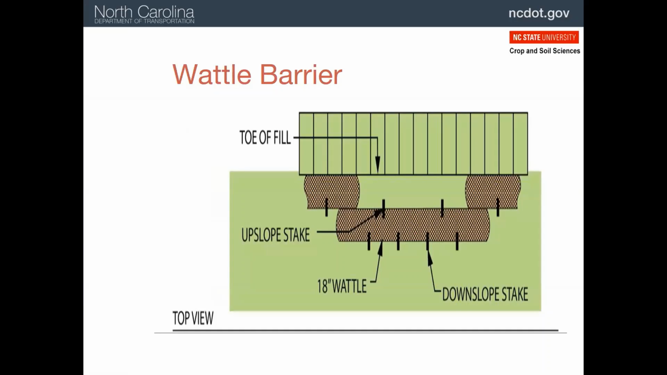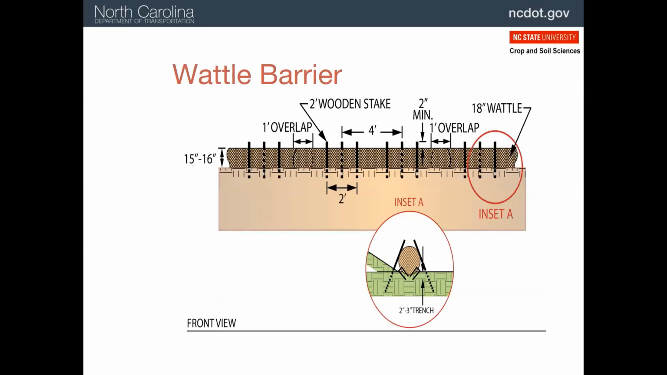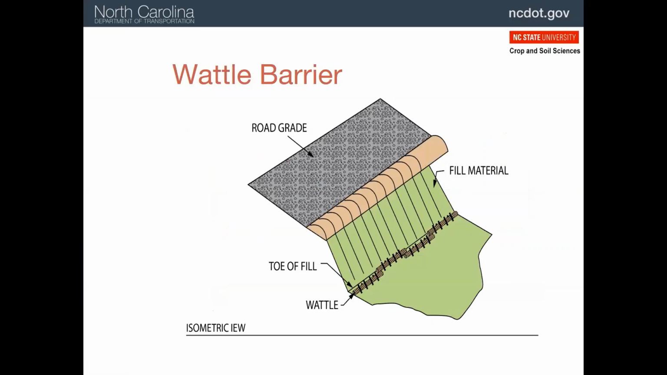Again, they also have to be staked in to make sure, as we saw from the diagram before, water cannot get underneath them. That's how these devices will fail, is if water gets underneath them. And here's an example at the toe of a slope where the coir wattles have been installed.